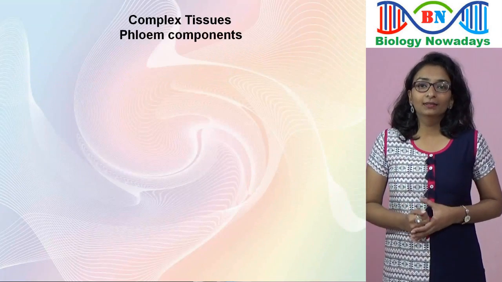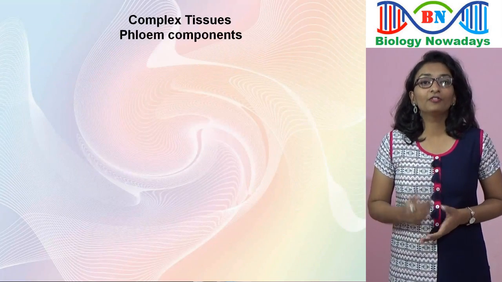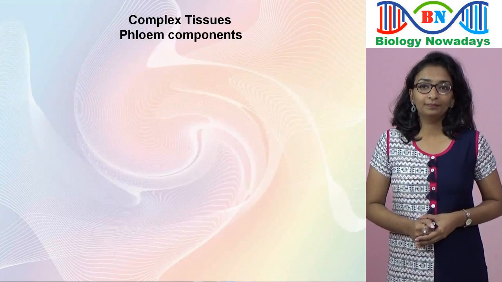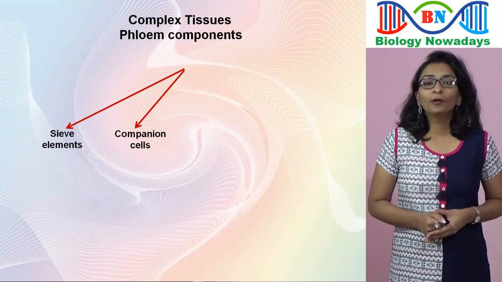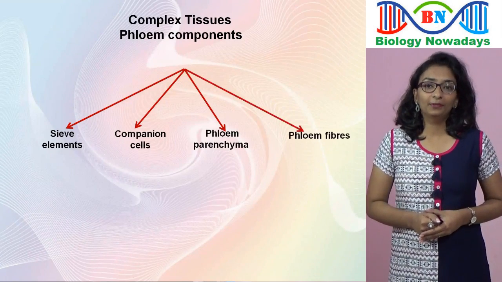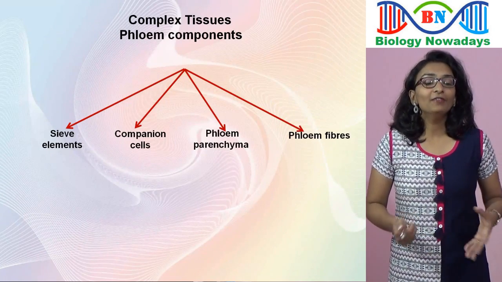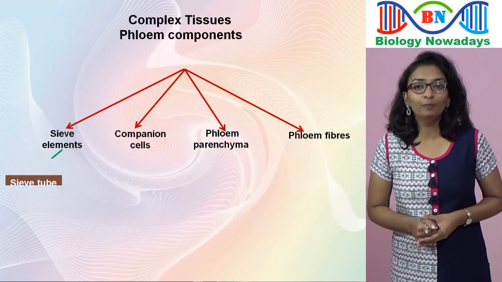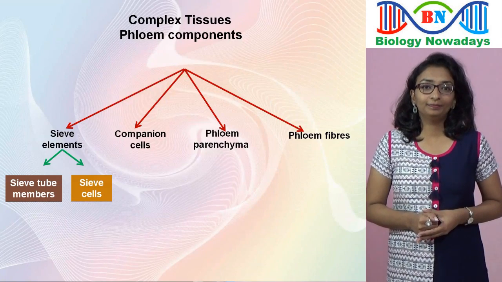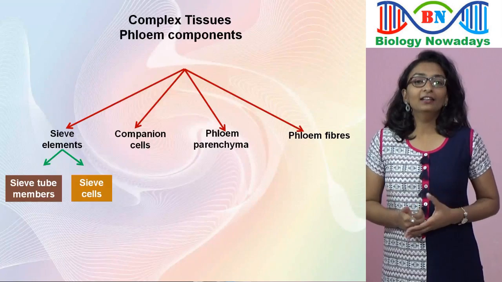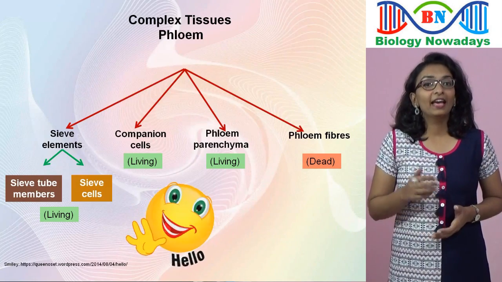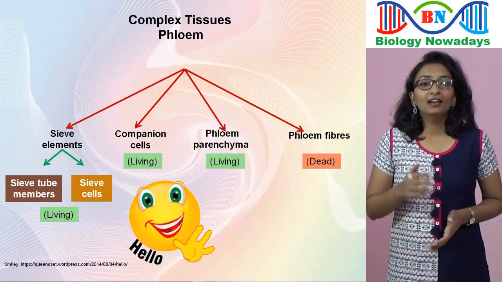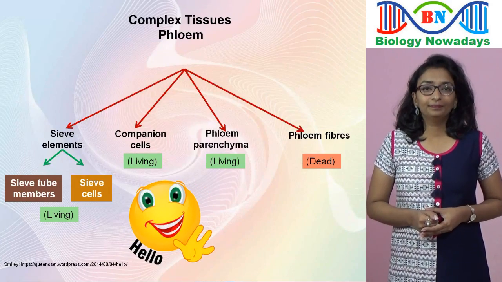As in the case of xylem, phloem is also composed of 4 different kinds of cells: sieve elements, companion cells, phloem parenchyma, and phloem fibres. Sieve elements consist of sieve tube members and sieve cells. But unlike xylem, phloem is a living conducting tissue. Except phloem fibres, the other 3 components are living.